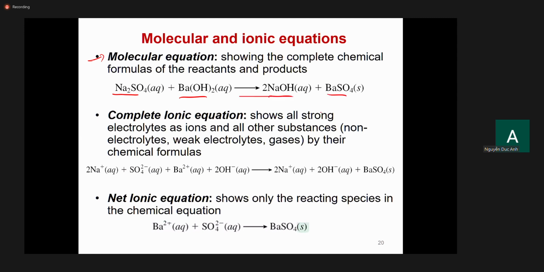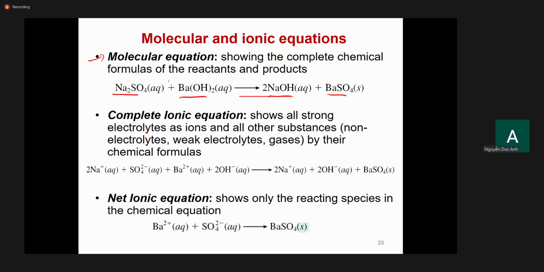Okay, on the other side, you will prepare the complete ionic equation, in which you have to show all the strong electrolytes as ions. So in this kind of reaction, you will get all the kinds of ions firstly, and sometimes some other substances, for example, non-electrolyte materials, molecules, weak electrolyte molecules, because they appear in the solution as compounds, not ions anymore, right?